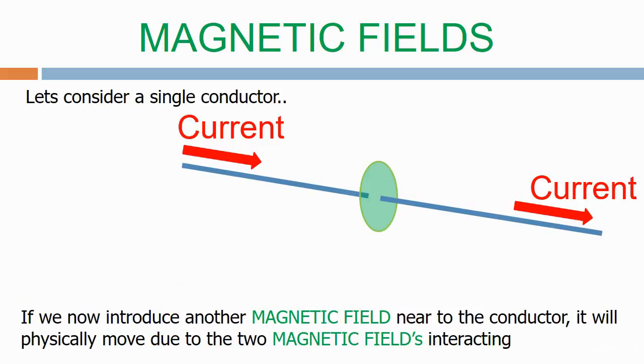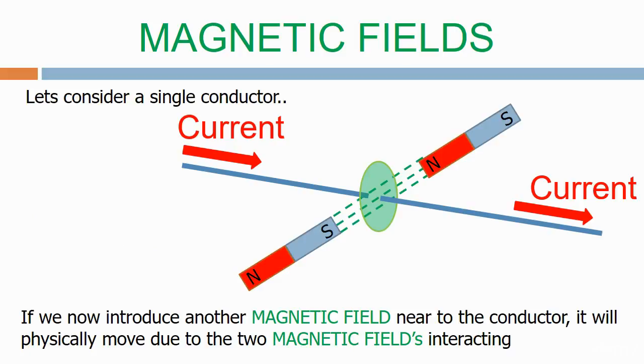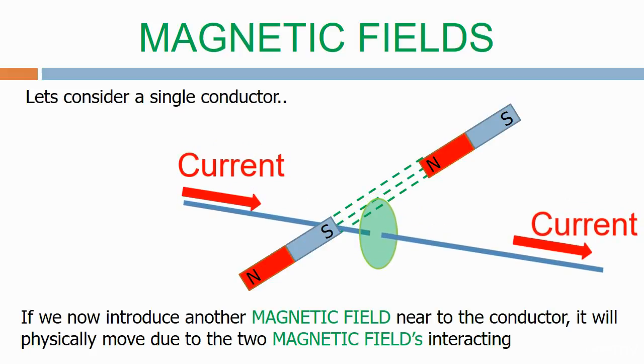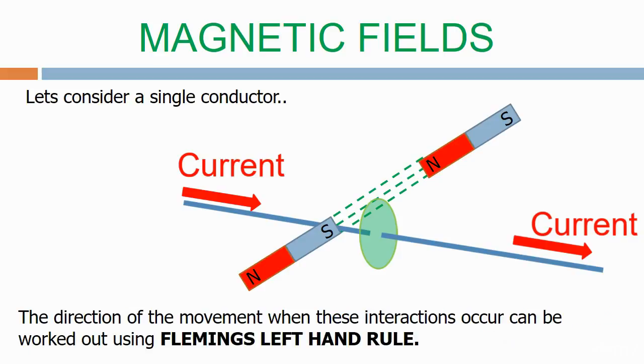If we now introduce another magnetic field near to the conductor, it will physically move due to the two magnetic fields interacting. So here we have a bar magnet creating a magnetic field. The conductor will then move. The direction of the movement when these interactions occur can be worked out using Fleming's left-hand rule.